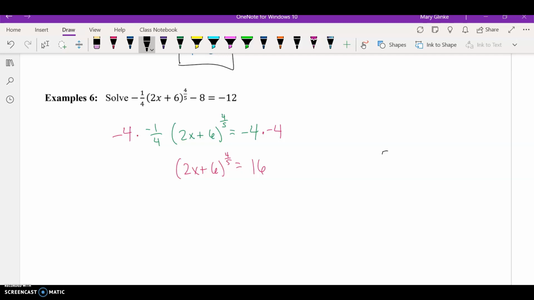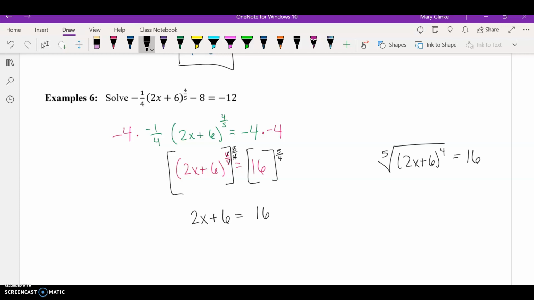Then here again, you can view this as the 5th root of 2x plus 6 to the 4th. But then the question becomes, well, what do you undo first? Do you undo the 5th or do you undo the 4th power? So it all depends on how you look at it. Otherwise, you can do this all in one fell swoop if you take 4 over 5 and we raise both sides to the reciprocal, so 5 over 4, because then the 5's and the 4's undo each other at the same time. And you get 2x plus 6 equals 16 to the 5/4.